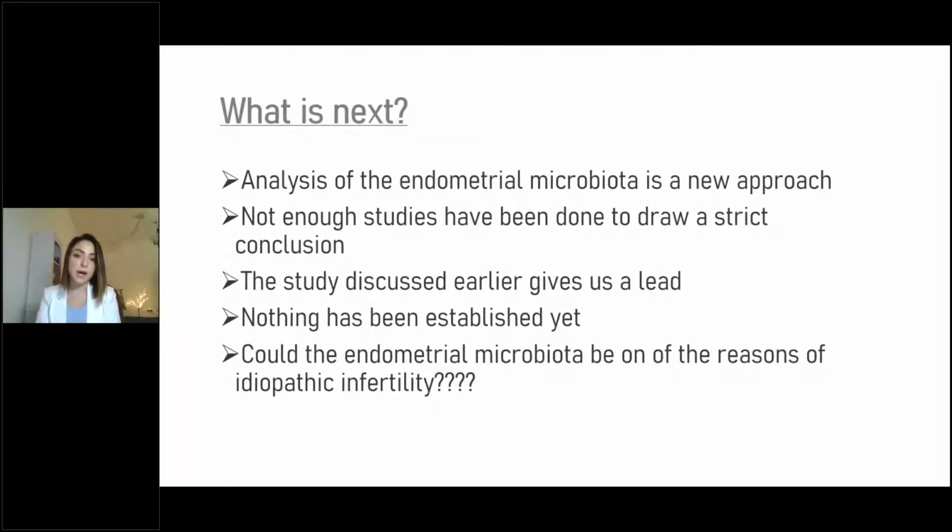What's next? Now, as mentioned earlier, analysis of the endometrial microbiota is a new approach, and not enough studies have been done to draw a strict conclusion. The study I discussed earlier only gives us a lead, and nothing has been established yet. Now, while preparing this presentation, I was wondering if maybe the endometrial microbiota could be one of the reasons for idiopathic infertility. I would like to know what you guys think.